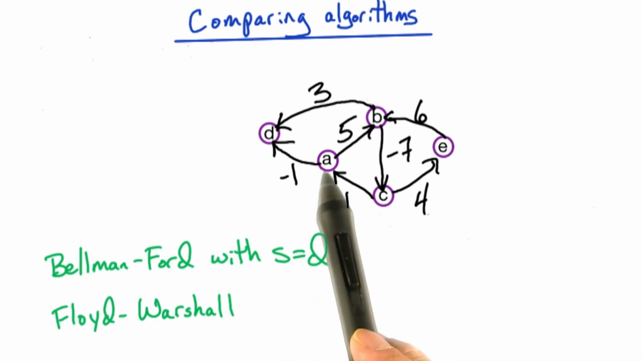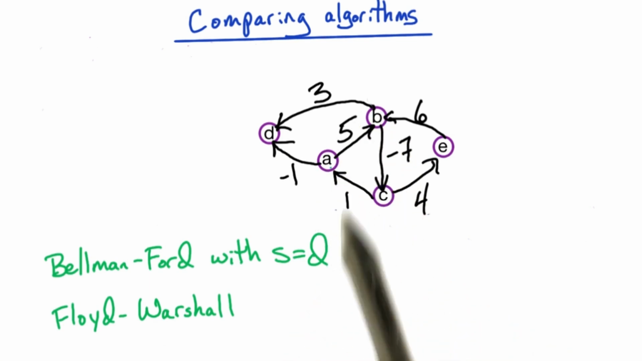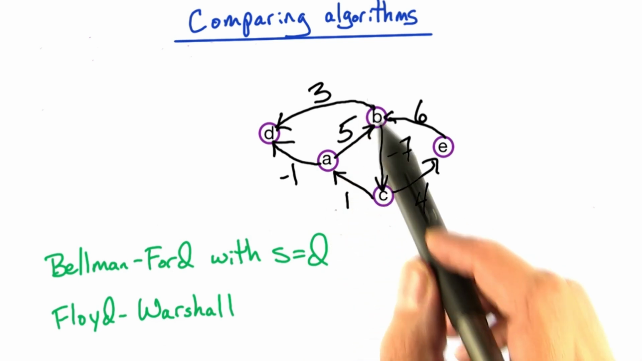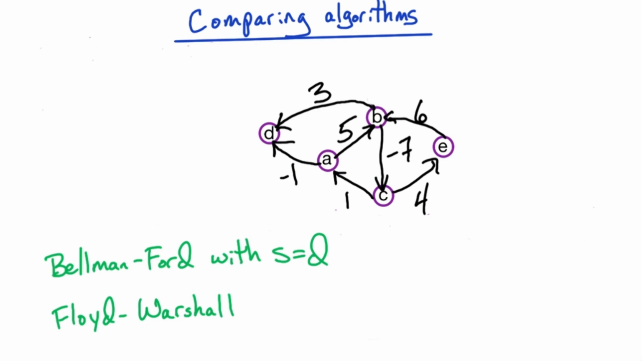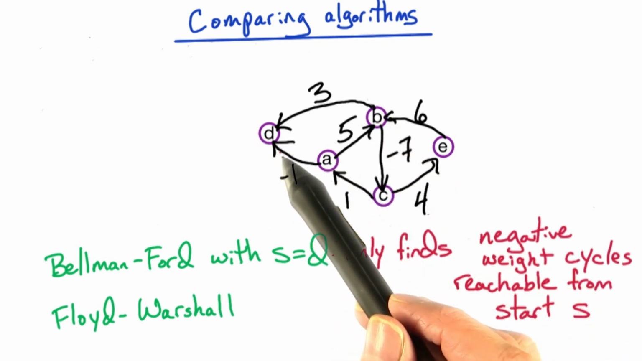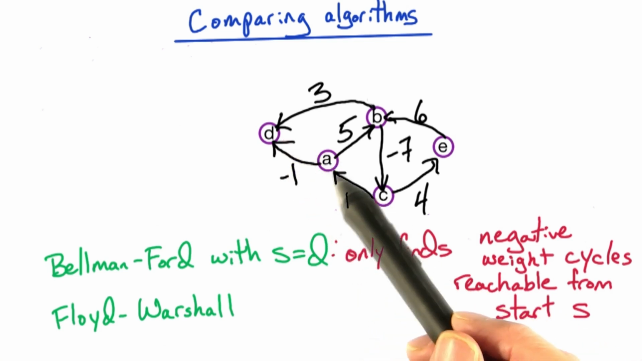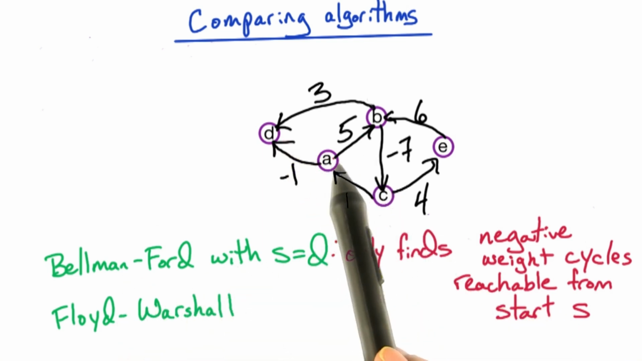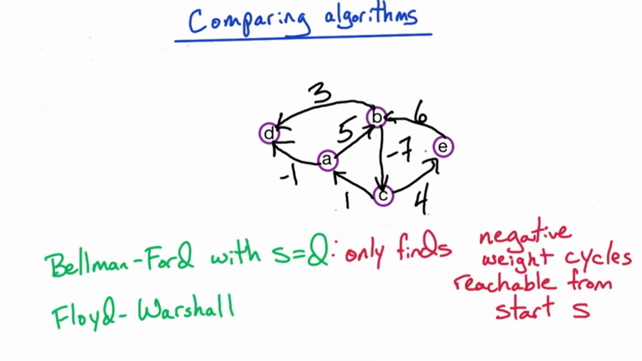But is it going to find this negative weight cycle, A, B, C? It's not going to find it because that cycle is not reachable from this start vertex. So Bellman-Ford only finds negative weight cycles reachable from the start vertex. It can't find this cycle because it's not reachable from the start vertex, D in this case. If we had run Bellman-Ford from A or B or C or even E, then we would have found this negative weight cycle. So Bellman-Ford finds negative weight cycles which are reachable from the start vertex, whereas Floyd-Warshall will find a negative weight cycle anywhere in the graph because it's doing all pairs, so it's finding everything in the graph.